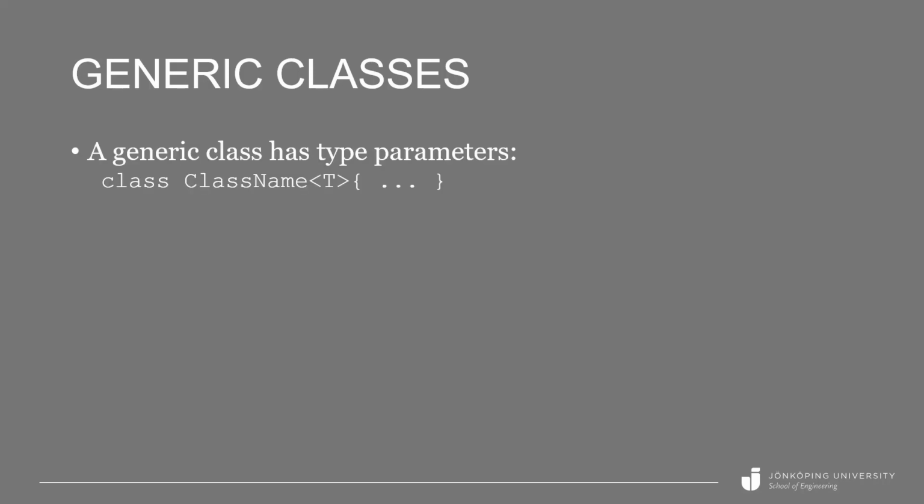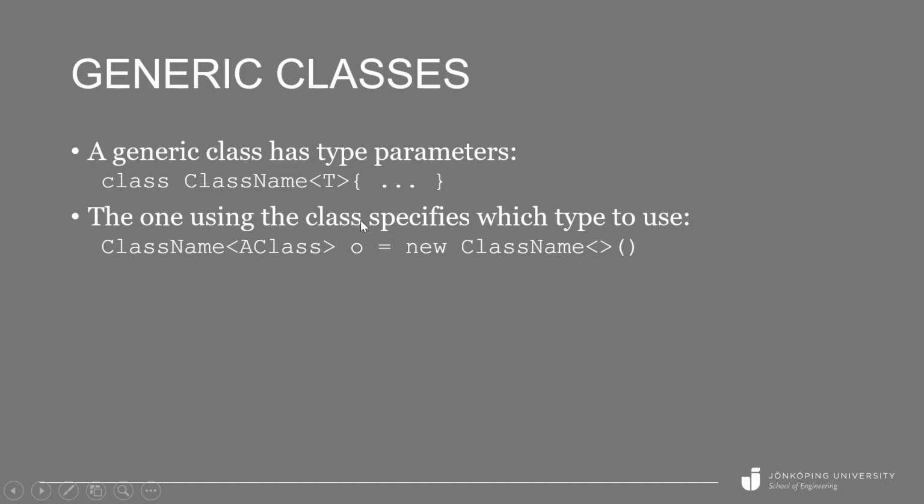If you want to create your own generic class, then you do it like this. After the name of the class here, you write angle brackets, and between them you specify a type parameter. Then in the implementation of your class here, instead of hard coding a data type, you simply refer to this type parameter. Then the one who creates new instances of this class can specify which type parameter to use.